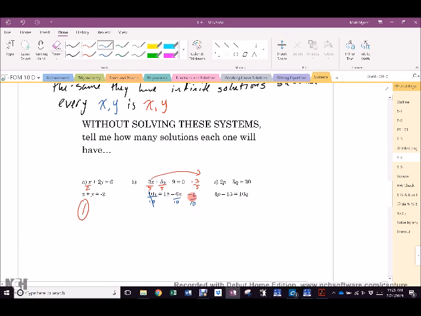Are the y-intercepts the same? Remember, this was divided by 5, this was divided by 10. Is 9/5 the same as 18/10? Yeah. So the slopes are the same and the y-intercepts are the same. So are these the exact same line? If they have the same slope and the same y-intercept, are they the same line? So how many solutions? Infinite.